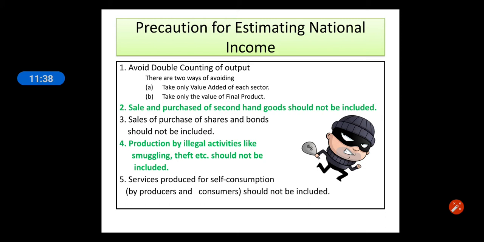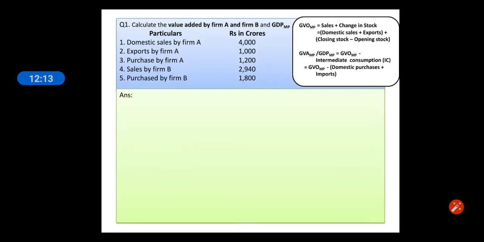Fifth, services produced for self-consumption by producers and consumers should not be included. Services like those of a housewife, kitchen gardening, and services by your mother to your family are known as non-market transactions, and non-market transactions are not included in the estimation of national income. So these are some precautions to be taken before estimating or calculating national income. Now let us solve some questions.